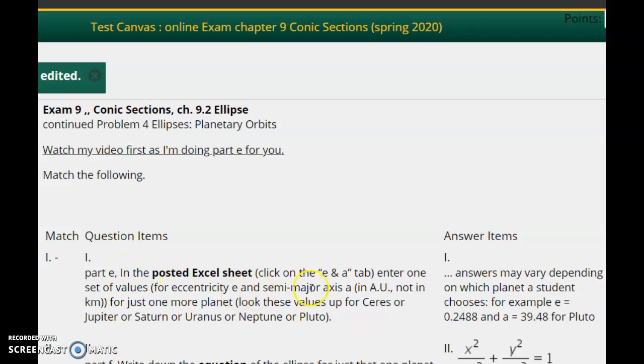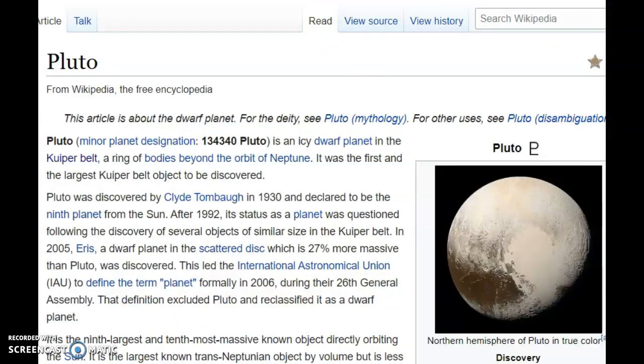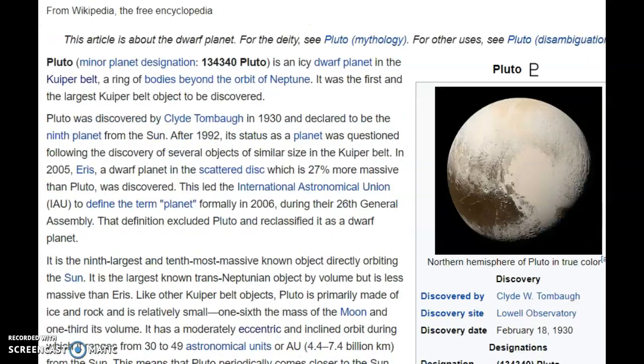In the posted Excel sheet, click on the E&A tab, enter one set of values for eccentricity E and semi-major axis A in astronomical units, not kilometers, for just one more planet. Look these values up for Ceres or Jupiter or Saturn, or Uranus or Neptune or Pluto. So I'm going to do that. I chose Pluto, and I'm going to scroll down here to show you these.